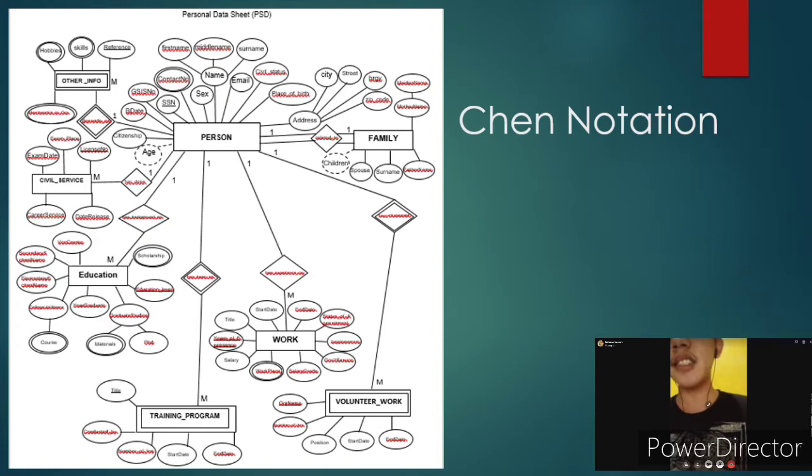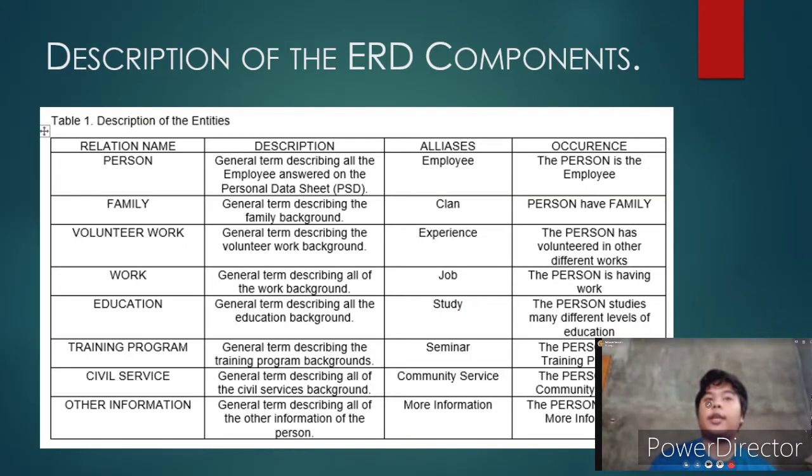Last entity is family, which has a relationship related to and a derived attribute children, and attributes spouse, surname, father name, and a composite attribute mother name, and an atomic attribute maiden name. That's all. Thank you. Next is about the description of the ERD components.